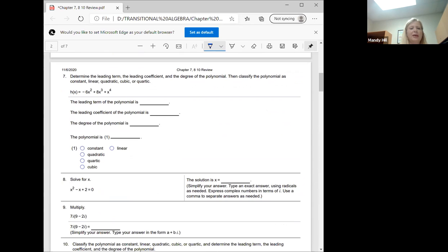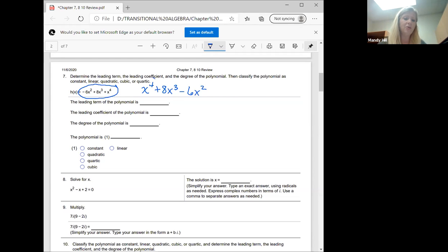Number 7 says determine the leading term, the leading coefficient, and the degree of the polynomial. Then classify the polynomial as constant, linear, quadratic, cubic, or quartic. Okay, so before I even get started here, what you want to do is put this in order from greatest to least according to the variable's exponent. So the highest power exponent I see is an x to the 4th, so we really want that to come first. Then it would be plus 8x to the 3rd, and then it would be minus 6x squared, if we go in order from the biggest to the smallest.